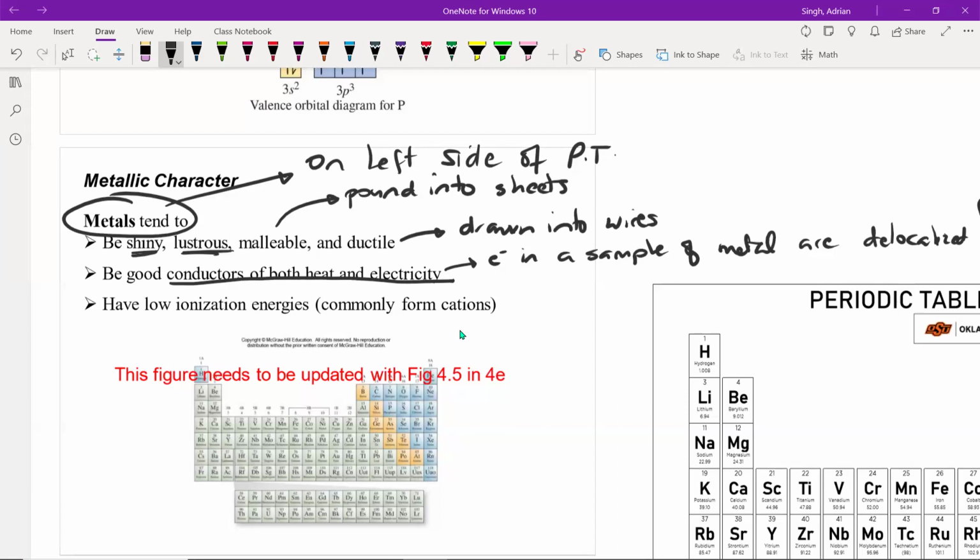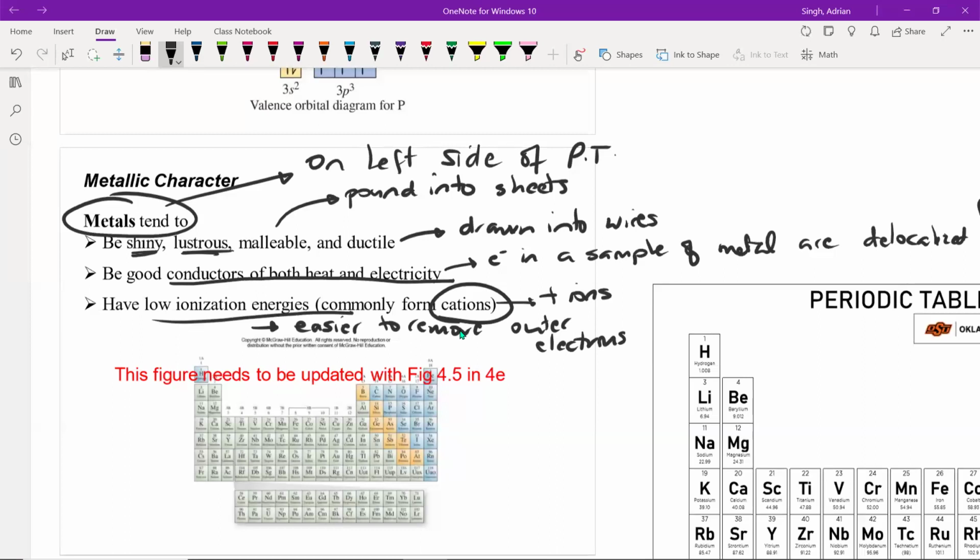We also saw earlier on that your metals tend to have low ionization energies. Okay, that means it doesn't take a lot of energy to remove the outermost electron. As a result of that, your metals tend to form cations, right, which are positive ions. Because it's easy, in other words, it's easier to remove the outer electrons. It doesn't require a lot of energy to do that.